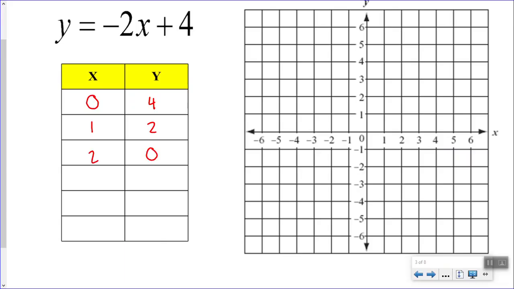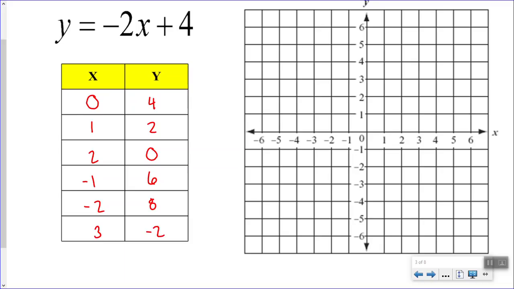But I also want to check some negative values. So if I try negative 1, we get 6. If we try negative 2, we get 8. And that's actually going to be off my graph, so I'm going to come back in the positive direction. We'll try 3, and we'll get negative 2. Now all I do is plot these points on the coordinate plane.